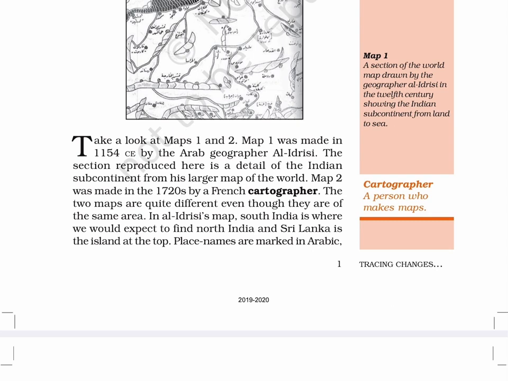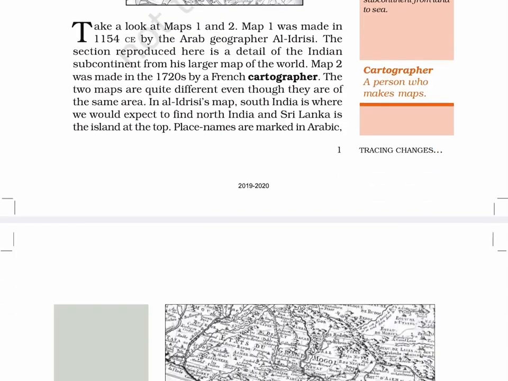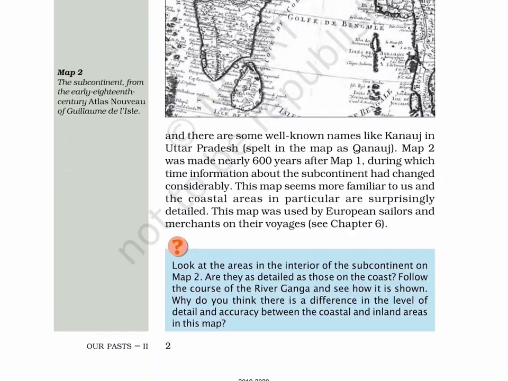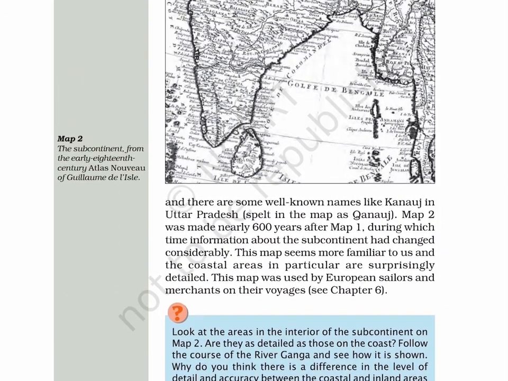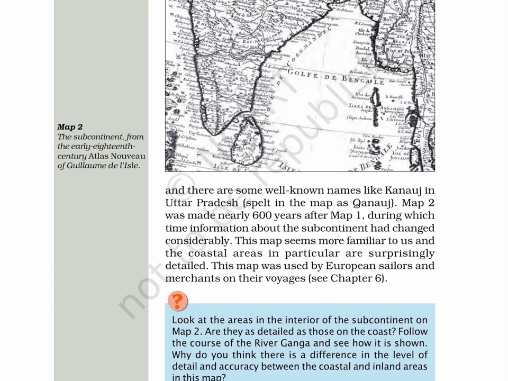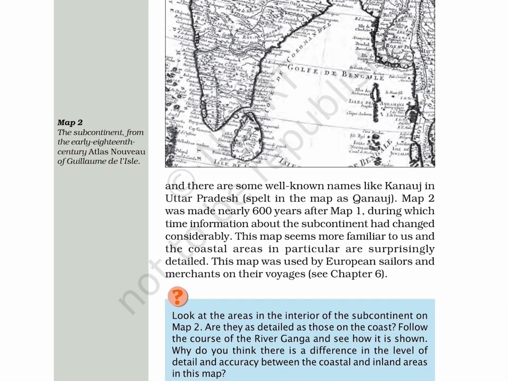In Al-Idrisi's map, South India is where we would expect to find North India, and Sri Lanka is the island at the top. Place names are marked in Arabic. And there are some well-known names like Kannauj in Uttar Pradesh, spelt in the map as Qanauj, Kannauj. Page number 2.